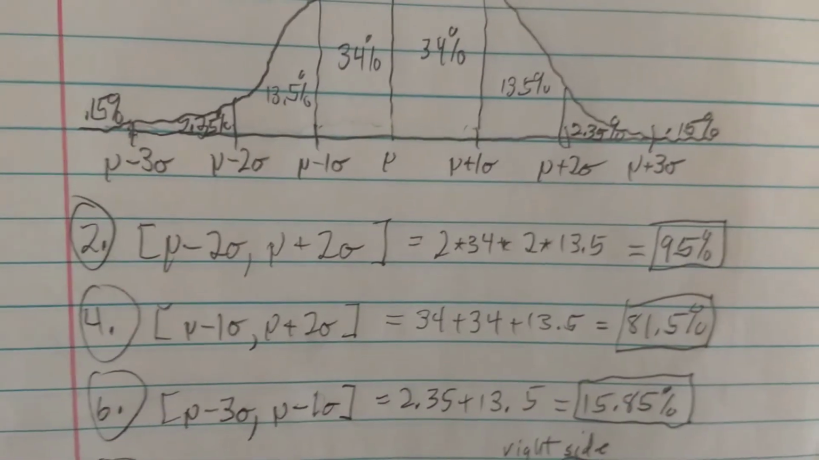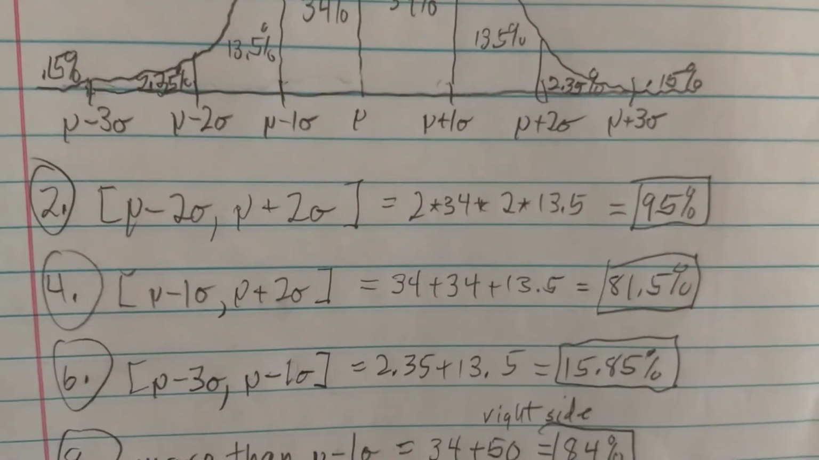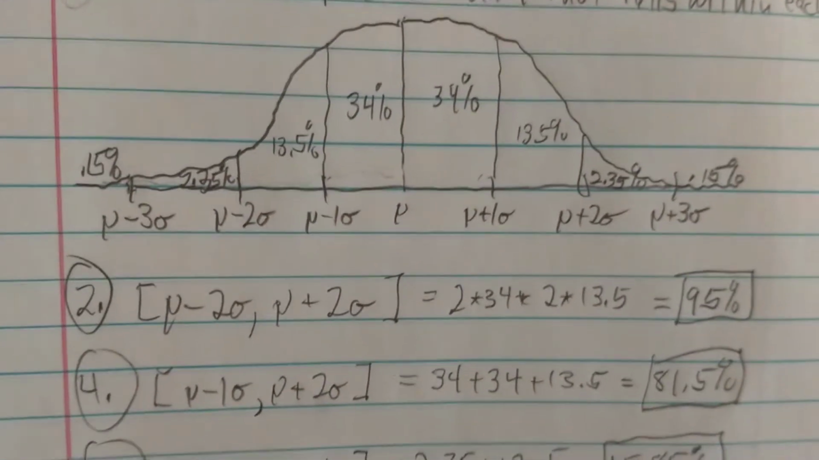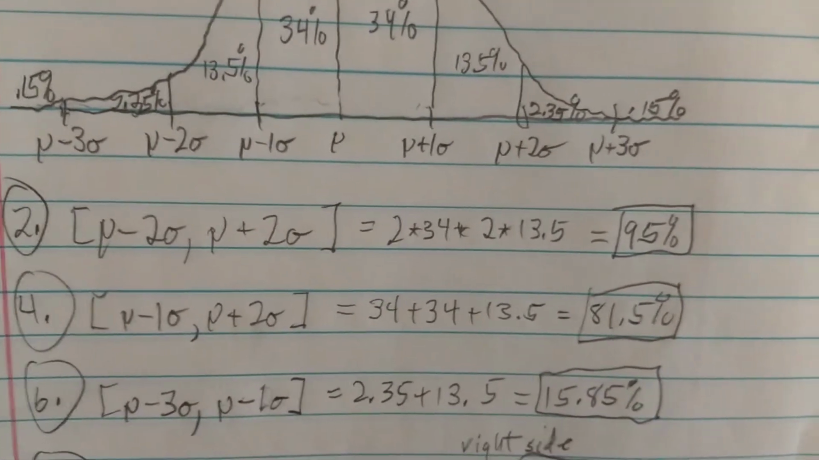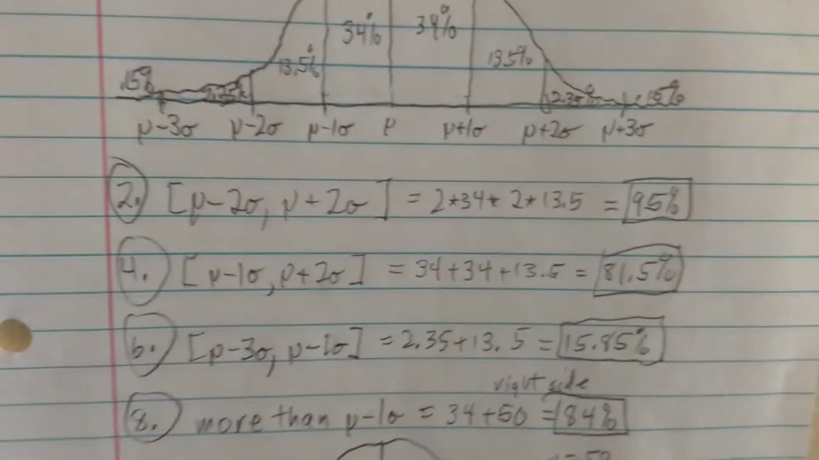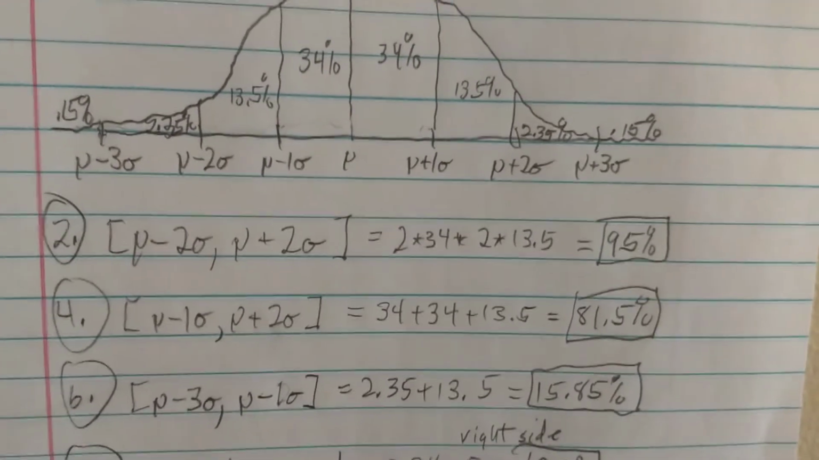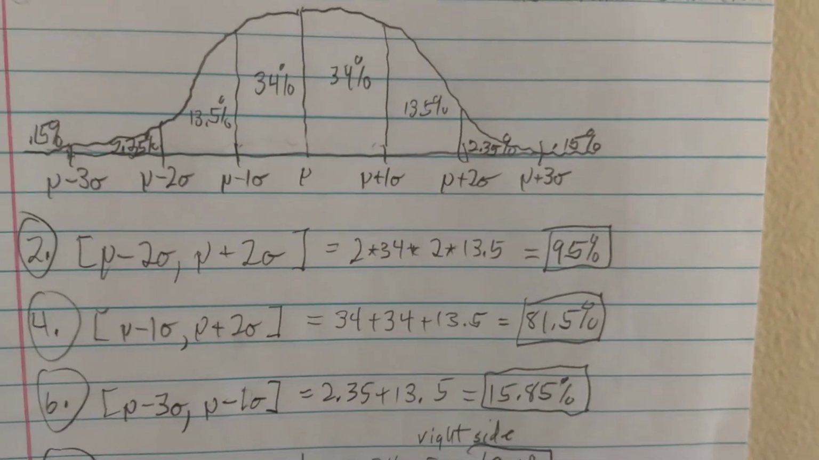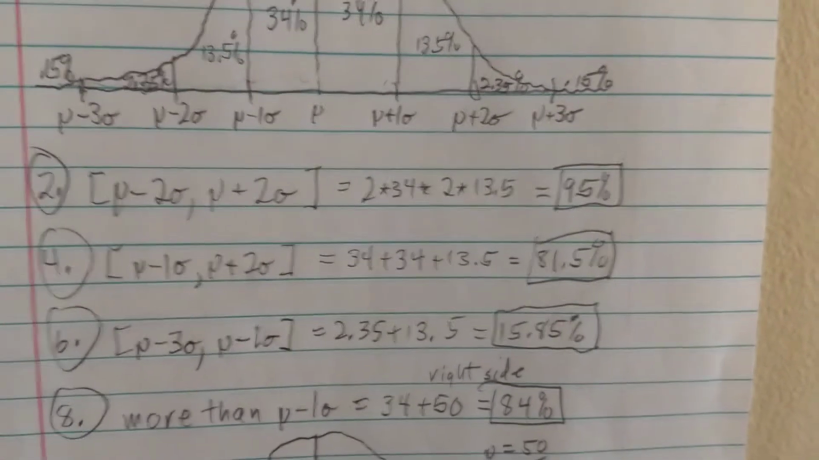So, problem 2, the amount of area from mean minus 2 standard deviations to mean plus 2 standard deviations is the 34s around the middle, and the 13.5s, as we said, add up to 68 plus 27 is the 95, the most commonly used one. Now from problem 4, the mean minus 1 standard deviation to the mean plus 2 standard deviations is the 34 to the left of the mean plus the 34 to the right of the mean plus 13.5 to the right of that, which adds up to 81.5%.